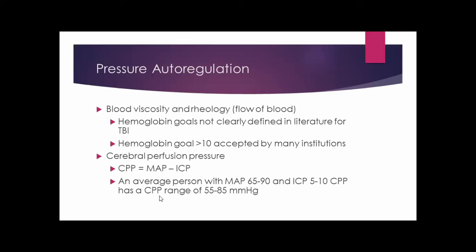Cerebral perfusion pressure is the mean arterial pressure minus the intracranial pressure. For example, an average person with a MAP of 65 to 90 and an ICP of 5 to 10 millimeters of mercury has a CPP range of about 55 to 85 millimeters of mercury. For our purposes for trauma, we ideally want to have somebody around the range of 60 to 80 millimeters of mercury to ensure that they have adequate cerebral perfusion pressure.